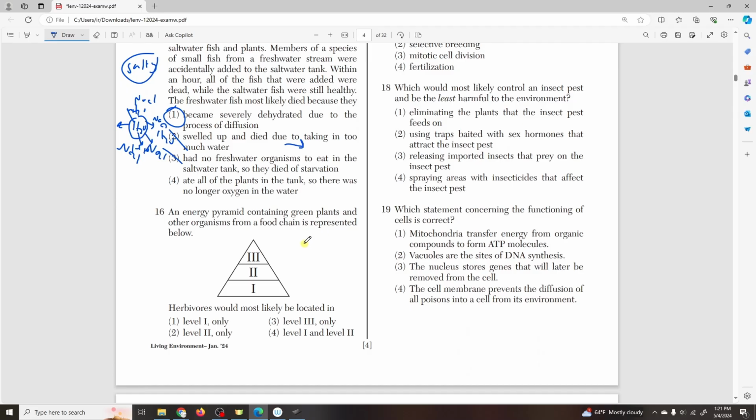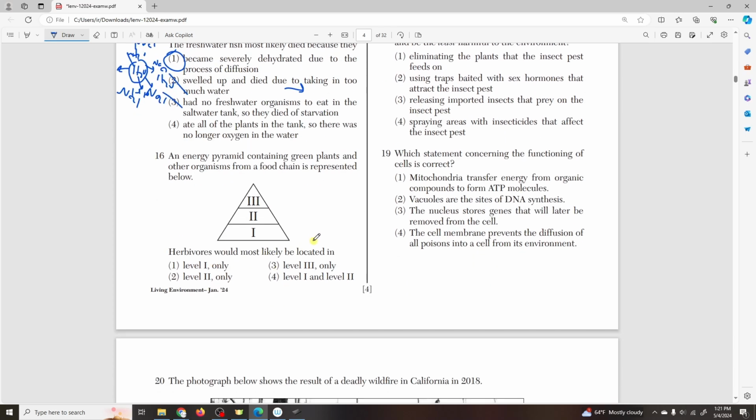Number 16 says that an energy pyramid containing green plants and other organisms from a food chain is represented below. Herbivores most likely be located in level 2 only. Right, level 1 is going to be the producers, level 3 is going to be like apex predators or predators in general. So it can't be level 1 and 3. It would have to be level 2 only.